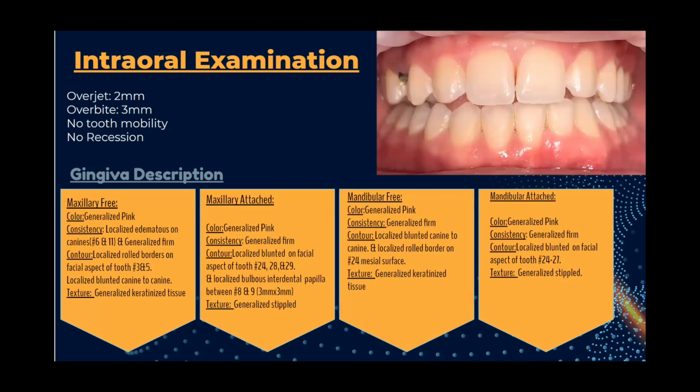We do see rolled borders slightly on number 24, mesial surface. From there, she does have regular knife edge. And between number 8 and 9, we do see some bulbous tissue right there, which we will get into more detail about.